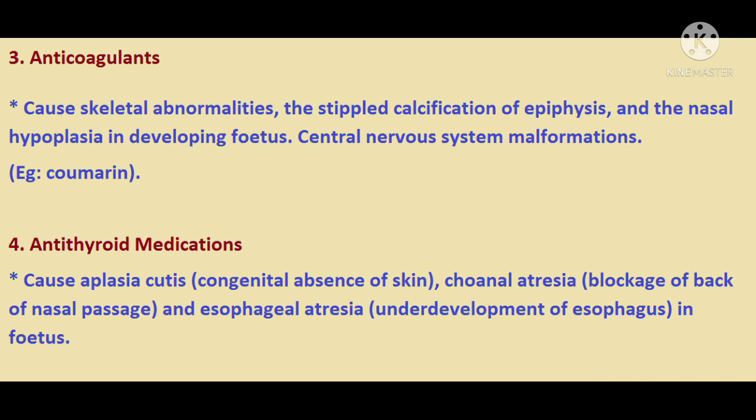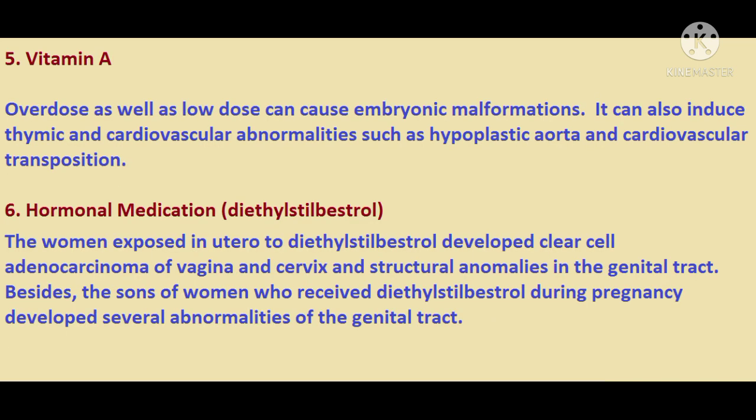Next, antithyroid medication can cause aplasia cutis, that is congenital absence of skin, choanal atresia, that is blockage of the back of the nasal passage, and esophageal atresia, which means underdevelopment of the esophagus in the fetus. In the case of vitamin A, both overdosage and low dosage can cause embryonic deformities. It can also induce thymic and cardiovascular abnormalities such as hypoplastic aorta and cardiovascular transposition.